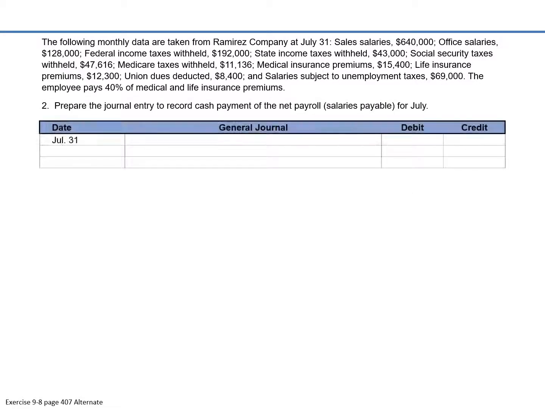Then prepare the journal entry to record the cash payment. We reduce our salary payable with a debit of $454,768, and we reduce our cash with a credit of $454,768.